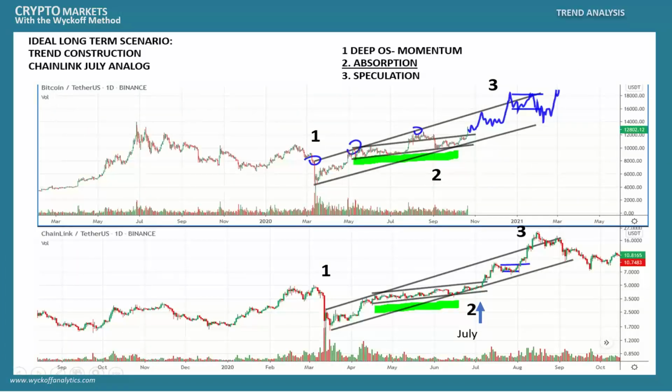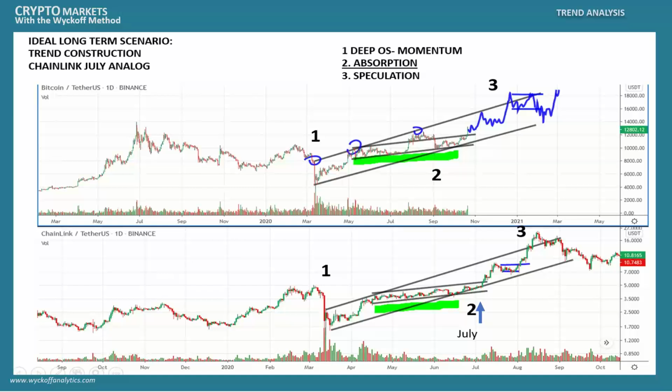Oh, I like this one. So what could be the best long-term scenario for Bitcoin? Well, I think that this analog with the structure of Chainlink in July is compelling. In the Wyckoff trading course, we focus not just on consolidation trading ranges, but also on trends. After all, Wyckoffians are trend followers. And Roman has shown us countless times that a trend is generally composed of several stages.